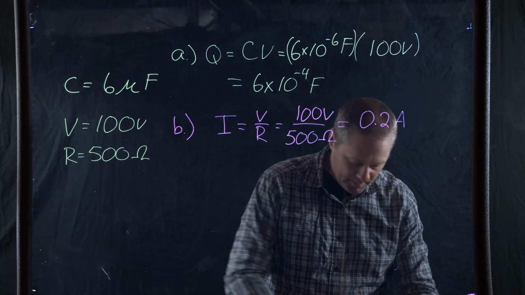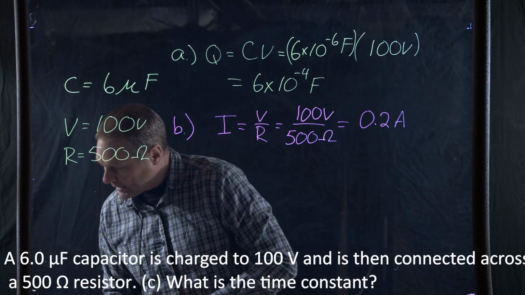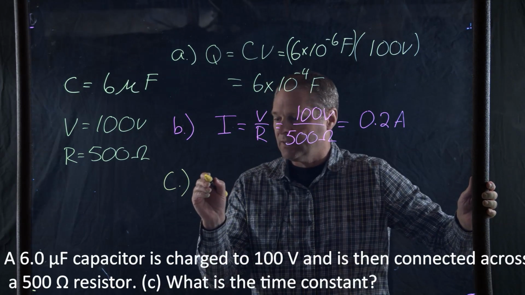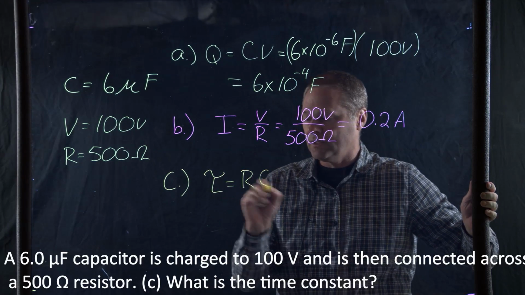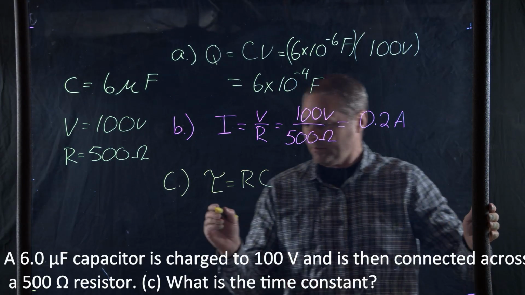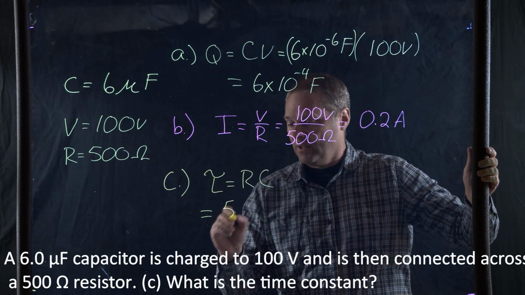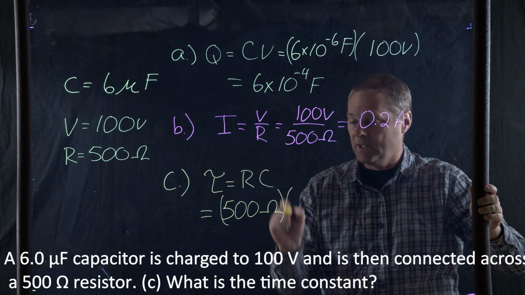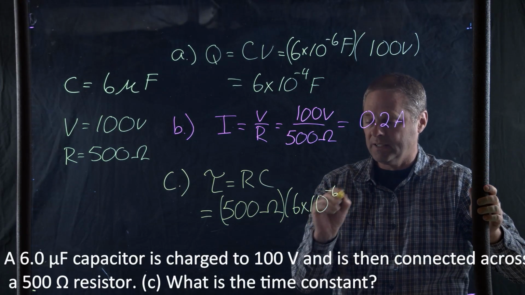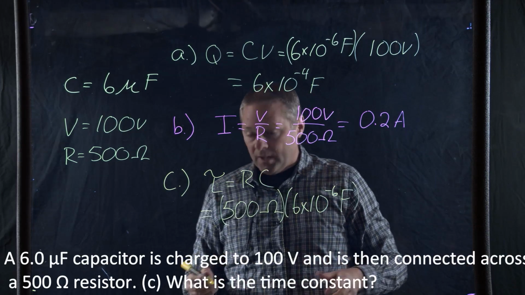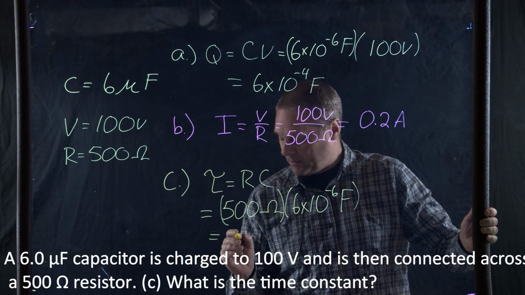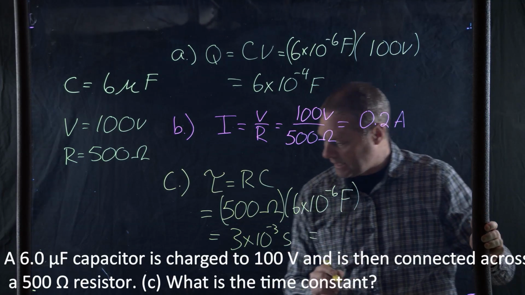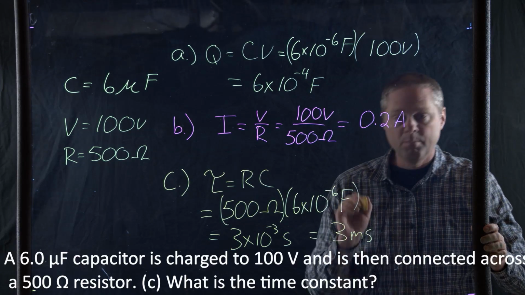And now C asks, what is the time constant? So now we're looking for the time constant, and our time constant tau is equal to the resistance times the capacitance. The resistance we have is 500 ohms. The capacitance we have is 6 times 10 to the minus 6 farads. We do this arithmetic and we end up getting 3 times 10 to the minus 3 seconds, or 3 milliseconds.